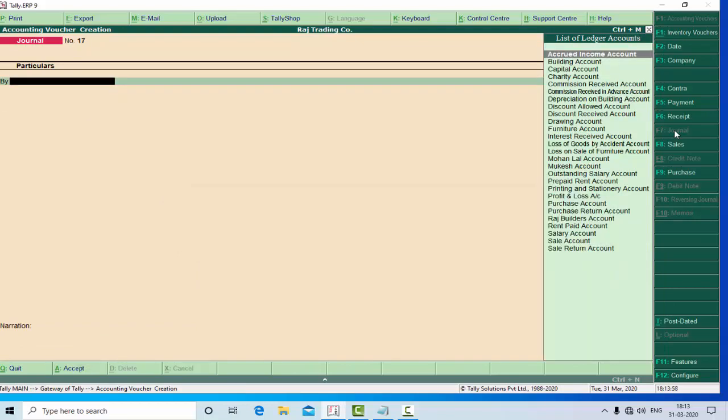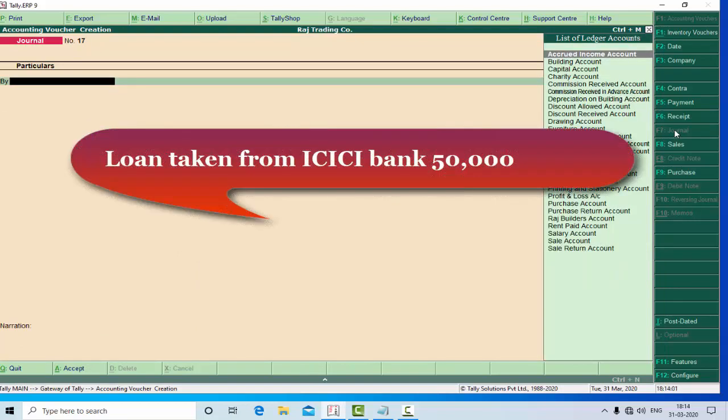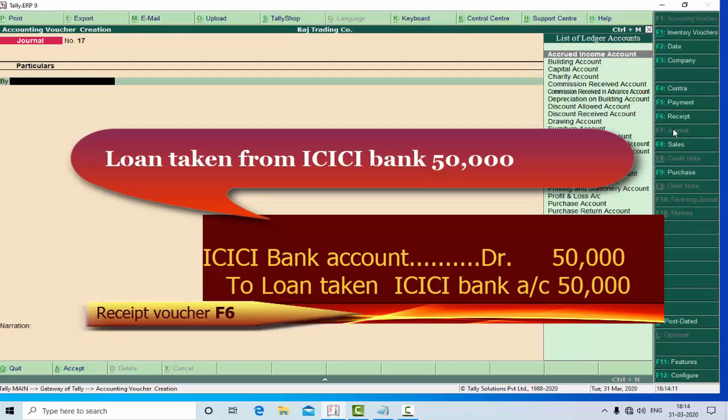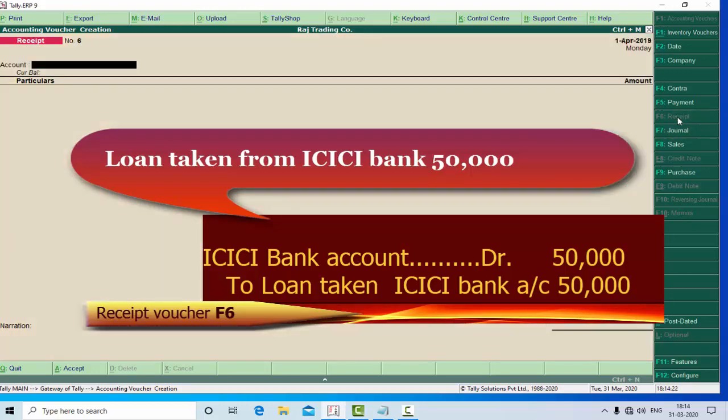And after that, next entry is a loan taken from ICICI Bank, 50,000. When a loan is taken from a bank, debit the bank account, meaning ICICI Bank account debit, and credit the loan taken. Loan taken is a liability of the business, so credit the loan taken from ICICI Bank. That entry will be recorded in the receipt voucher.